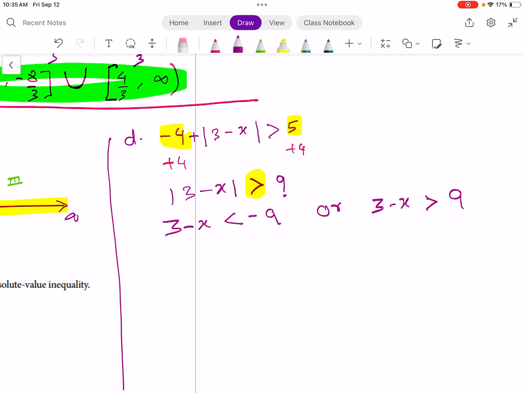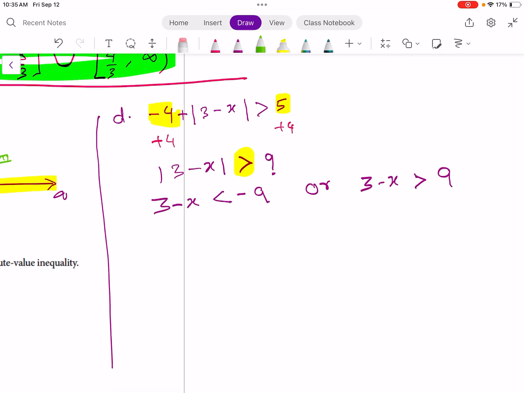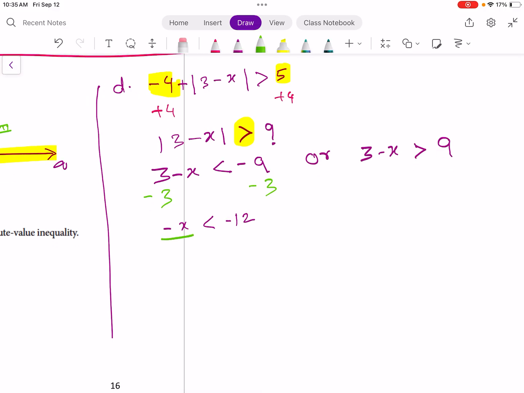Now let's solve each of these inequalities. So we subtract 3 here. So this is -x less than -12. Now we divide by the number -1. And what happens if we divide our inequality by a negative number? We flip, we switch this inequality. So we have less than, so we write down greater than, -12 divided by -1 is +12.